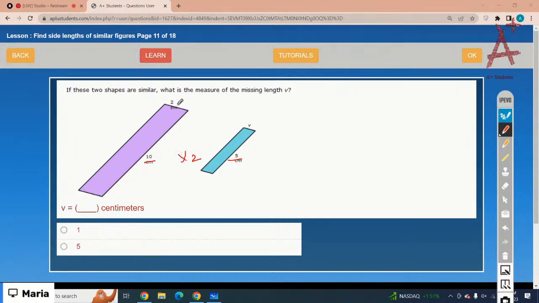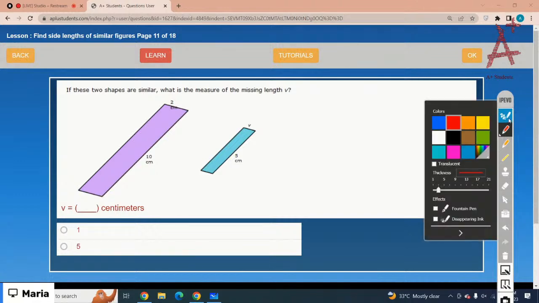5 times 2 makes 10. Here you have 2. What number? V is what number that when multiplied by 2 makes 2? It would be 1. 1 times 2 makes 2. Got it? That means V equals 1.